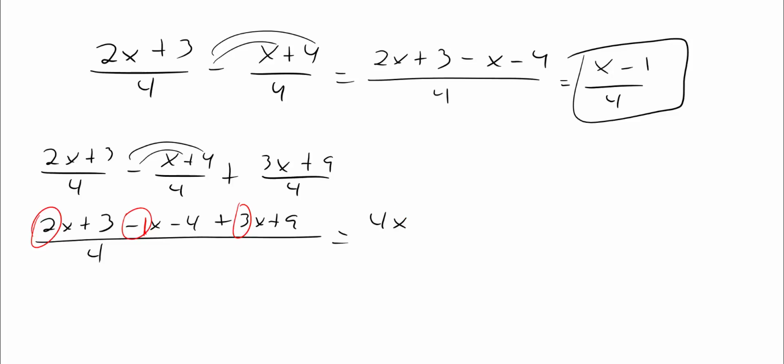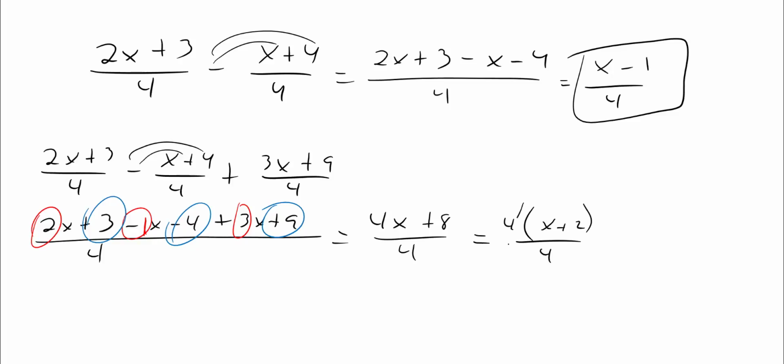And then combining the other one, so it's 3 minus 4 plus 9. So 3 minus 4 is negative 1, plus 9 is positive 8 over 4. And of course you're factoring that top. You're factoring your 4 out of there, and I get x plus 2 over 4. That cancels, so I get x plus 2 is my final answer.